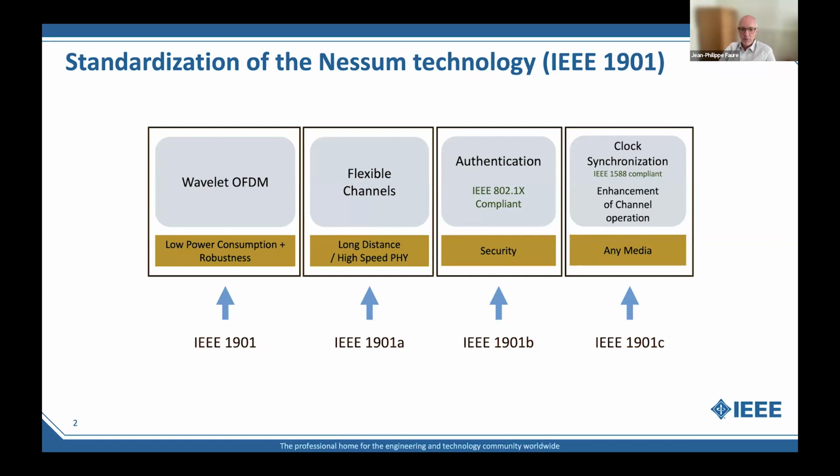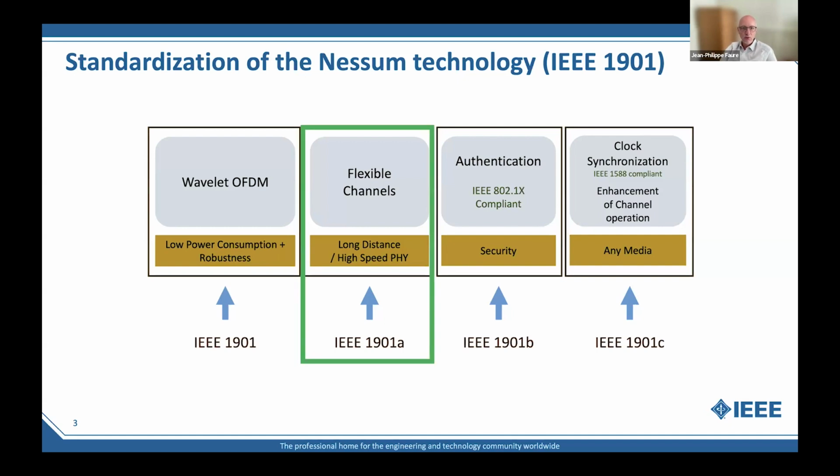Then we had another amendment, 1901B, where we added authentication, in particular compliance with 802.1X, so increased security. And the latest amendment is 1901C, where we added clock synchronization and enhancement of some channel operation, and we expanded the scope of 1901 beyond PLC, not only PLC, but other media as well.